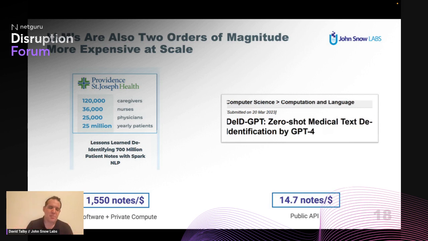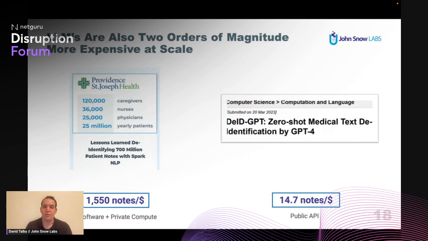those kind of people are starting to write those papers and come and say, oh, here's how you de-identify with the GPT class models. First of all, you have the accuracy gap, but on top of it, really you're looking at 2 orders of magnitude cost difference, right, between 15 notes per dollar and 1,500 notes per dollar. And that's what happens often when you have this kind of pricing.